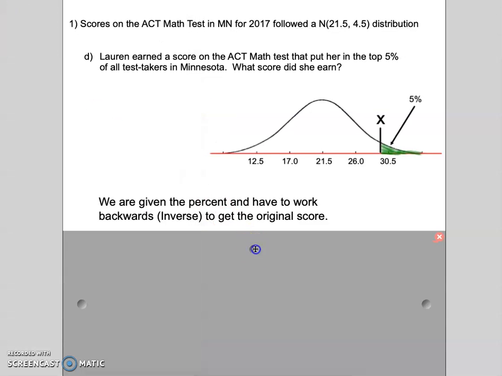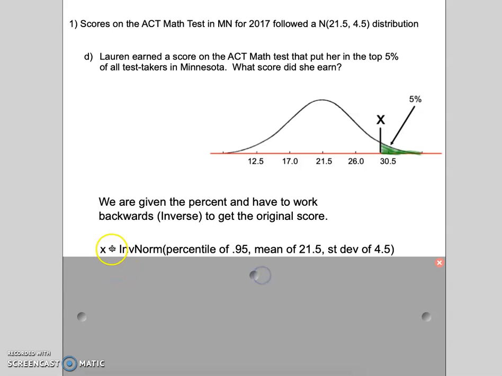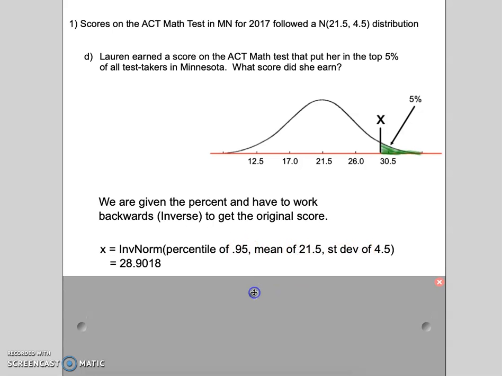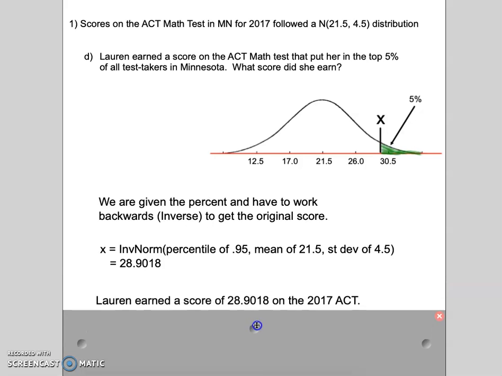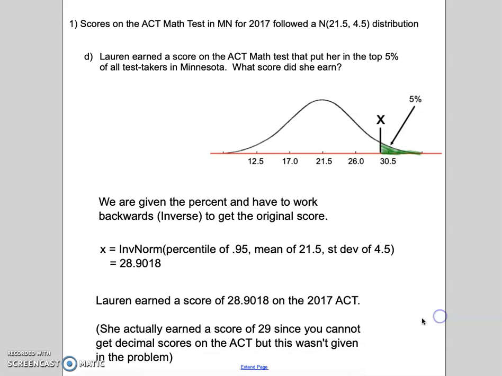Okay, let's show our work. So this time, x equals inverse norm, percentile of 0.95, mean, and standard deviation. And there's our answer. So Lauren earned a score of 28.9018 on the 2017 ACT. But the ACT doesn't actually report scores in decimals, so I would predict that she got a score of 29 on the test.